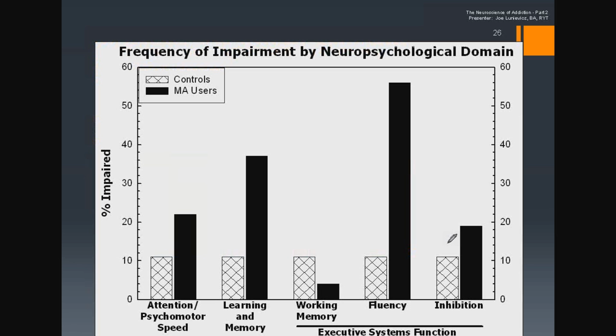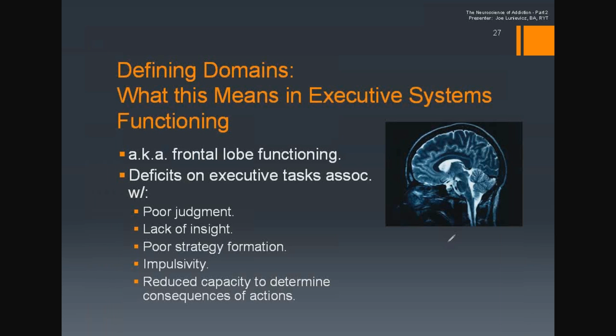at what's going on with the brain. This is an interesting chart from Rawson's work on not just the frequency of impairment, but the percentage of impairment that occurs. You'll see for fluency of the executive systems functioning, for example, and learning and memory, for methamphetamine and stimulant users, as high as 35 to 55% impairment, inhibition 20 to 25%, attention and psychomotor speed 20 to 25%. These are percentage impairments. So this translates into deficits on the prefrontal cortex executive tasks associated with poor judgment, lack of insight into behavior, the inability to say on second thought, I ought not to do that, poor strategy formation, impulsivity, and reduced capacity to determine consequences of actions.